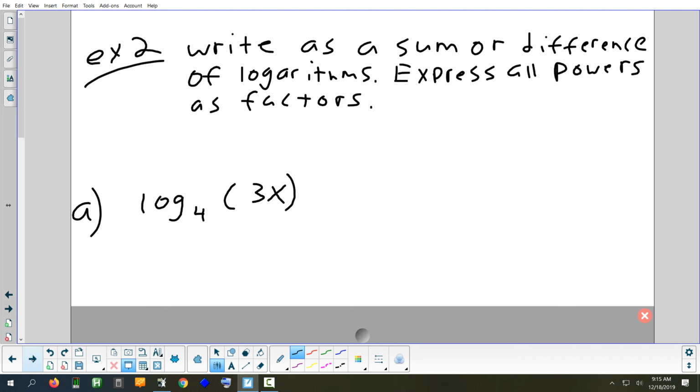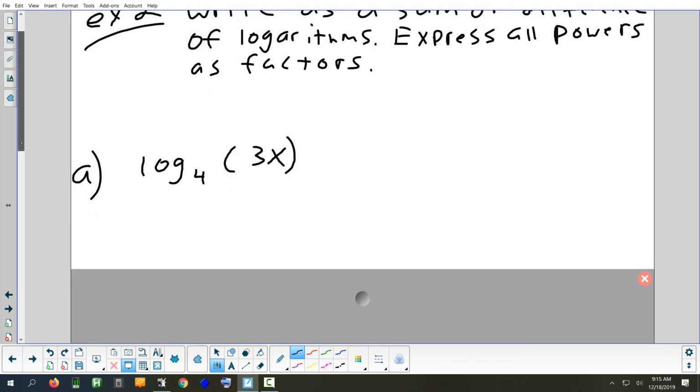Okay, so directions here. It says take the logarithm, and basically we're going to break it up into a sum or difference. That's rule 1 and rule 2. Which rule you use depends on what you have inside, multiplication or division. And it says to express powers as factors. What that means is put exponents in front. Don't leave exponents in the final answer. Put them in front as multiplication. When you multiply, that's a factor. Okay, so move it in front. Okay, so let's start with this one.